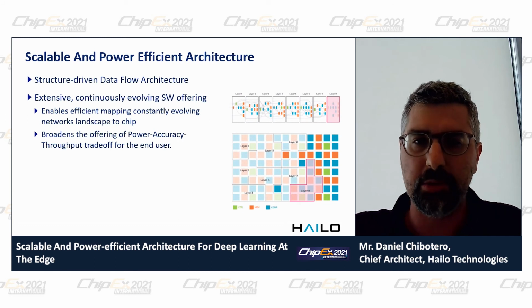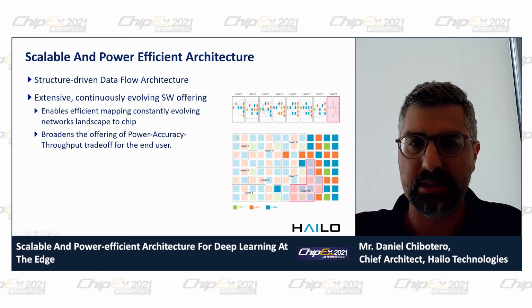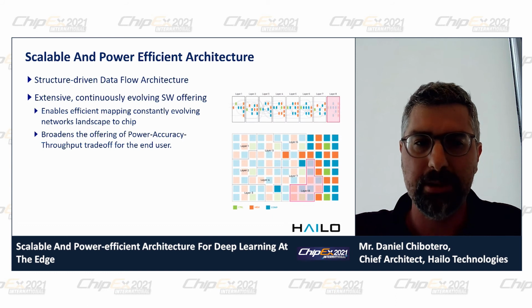So how do we get to these impressive figures? Again, our architecture is a structure-defined data flow architecture. We take the neural network and map it layer by layer to the specific resources needed to implement the requirements of each layer in our silicon. And our continuously evolving software offers efficient mapping of the evolving network landscape to our chip, and constantly broadens the power, accuracy, throughput trade-off offering for the end user.